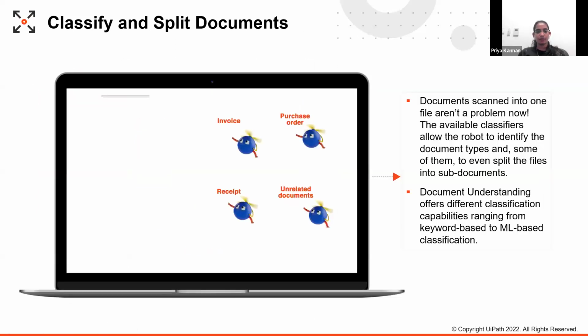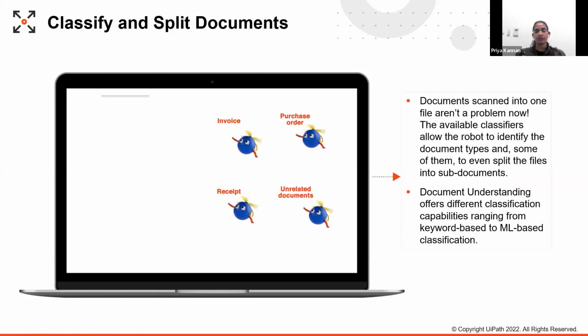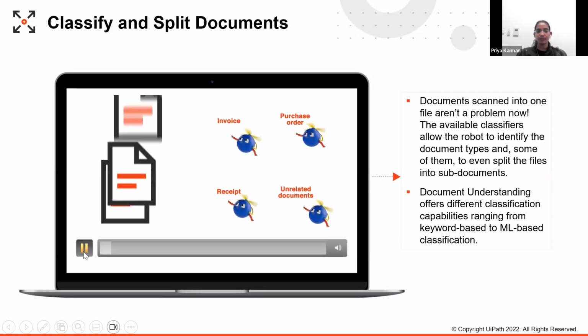we will classify them. Let me show you how to classify, and we have the ability to split the documents if a file has multiple documents. The classification also has different variations we can use. One is with keywords, or another is an ML model based classifier, or we can have an intelligent keyword classifier. Let me show you a simple video of how the classification usually happens.